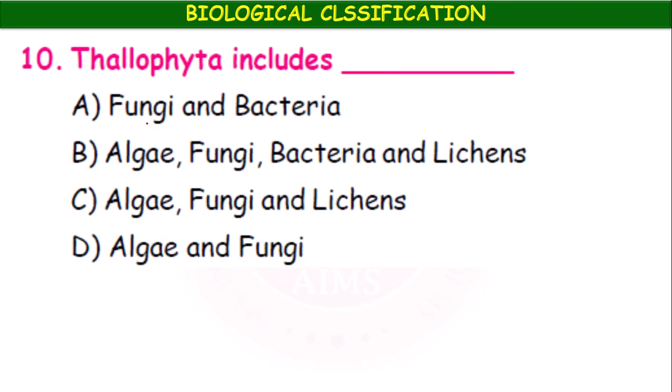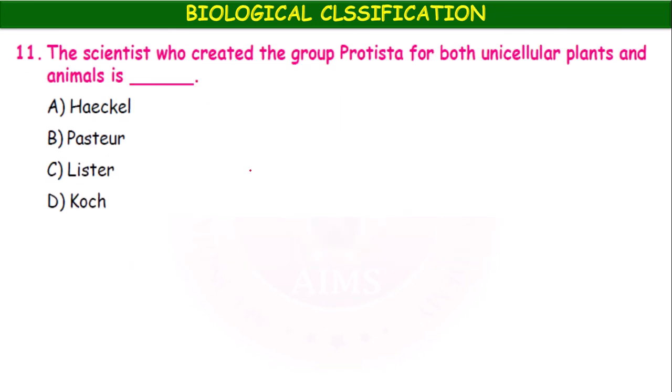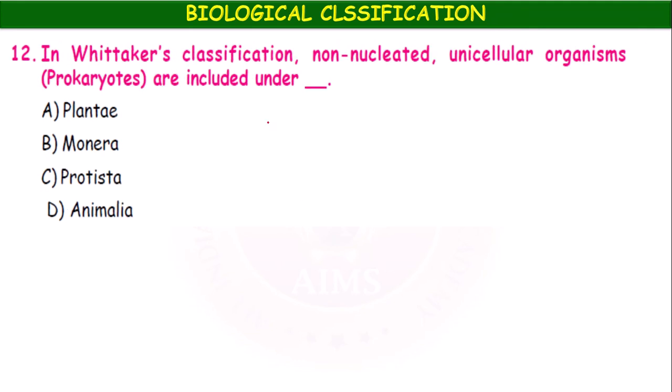Thallophyta includes fungi and bacteria, algae, fungi, bacteria and lichens, algae, fungi and lichens, algae and fungi. Thallophyta: algae, fungi and lichens. The scientist who created the group Protista for both unicellular plants and animals is Haeckel, Pasteur, Lister, Koch. It was Haeckel.